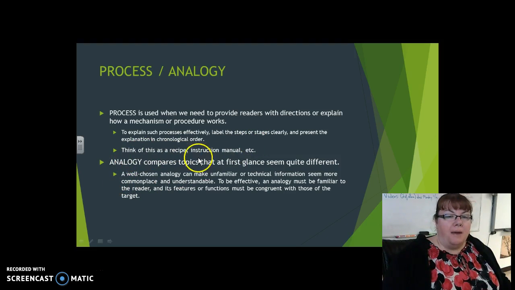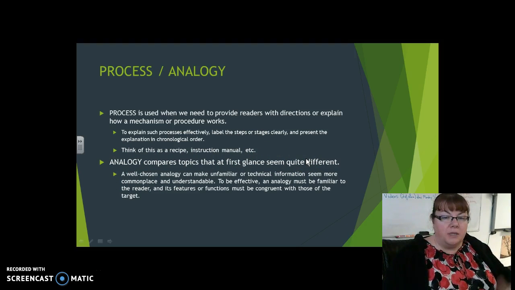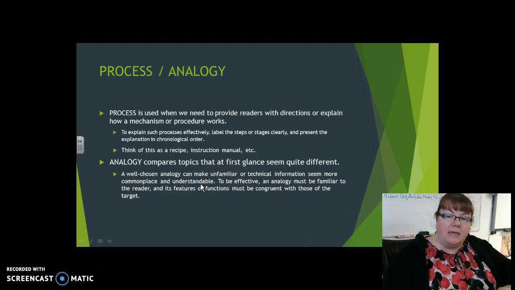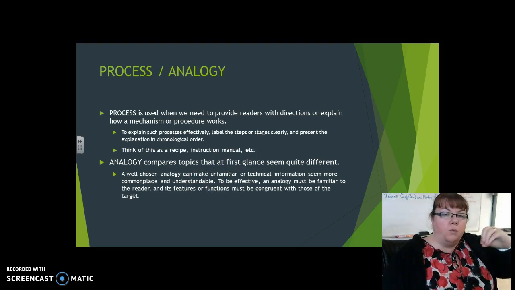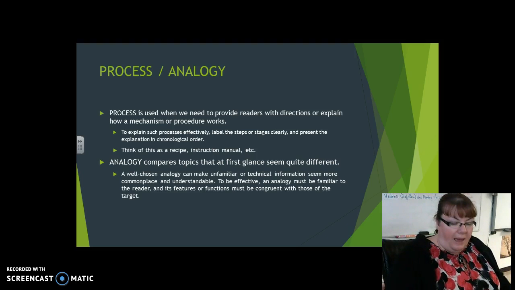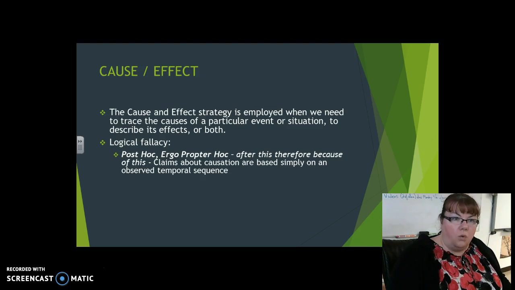Analogy compares topics that at first glance seem quite different. This is where we get our simile, where we get our metaphor, where it's taking unfamiliar material, or what we would usually call a lot of the times technical information, and it's making it commonplace, and it's making it understandable. I do this a lot when we are doing vocabulary videos, so that you can get that idea of being able to make it more commonplace and have an idea of what to work with.